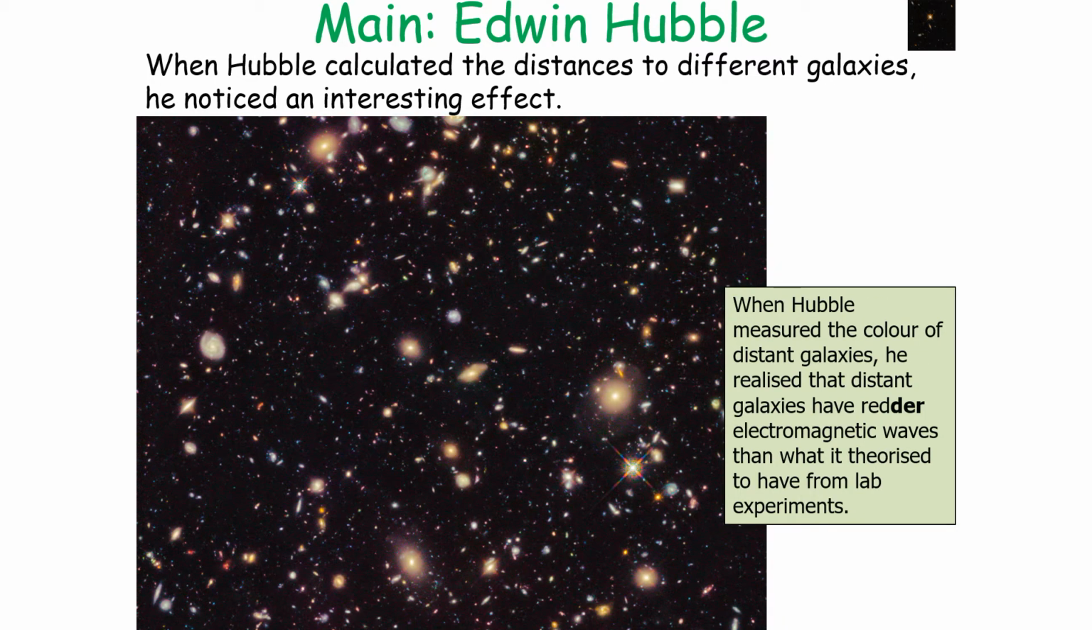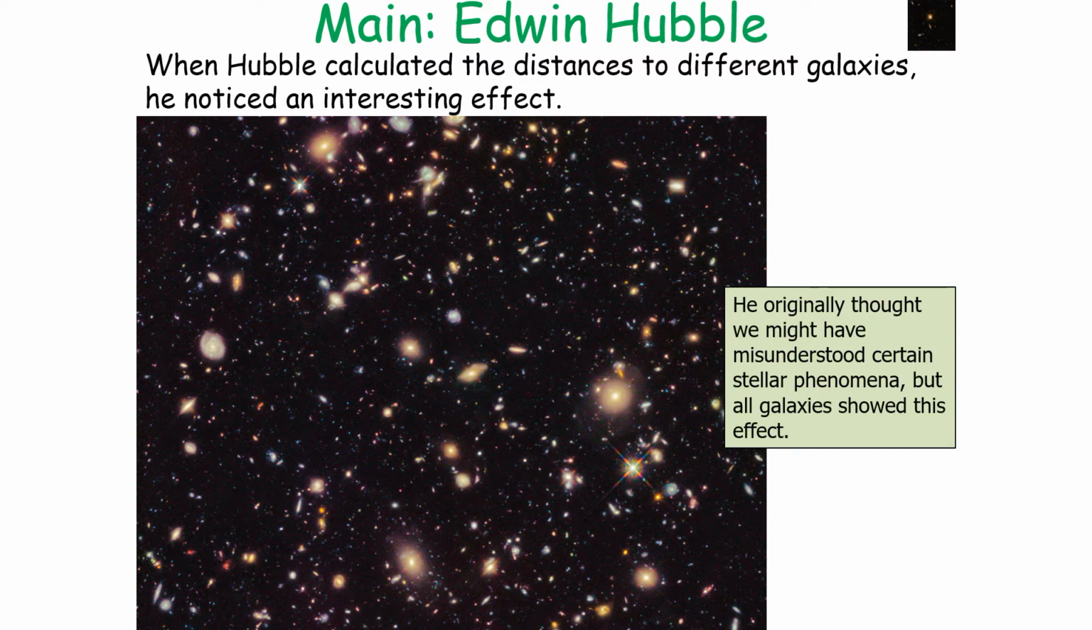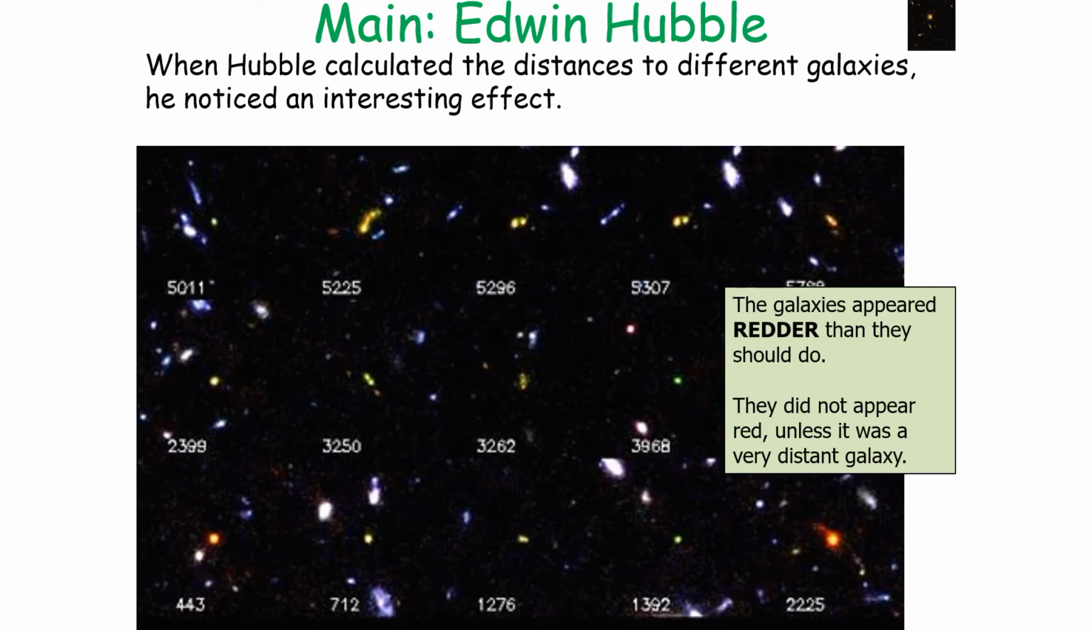Now, when Hubble measured the colour of very, very distant galaxies, he noticed an interesting effect. He realised that the distant galaxies had a redder electromagnetic wave output than what was theorised to be the case from laboratory experiments. So he realised the more distant a galaxy was from Earth, the redder its electromagnetic waves were compared to what we thought they should be. Now, he originally thought that we might have understood certain stellar phenomena, but actually all the galaxies he observed showed this effect. So the galaxies appeared redder than they should do. Now, it's important to note that they don't actually appear red unless they are a very distant galaxy.